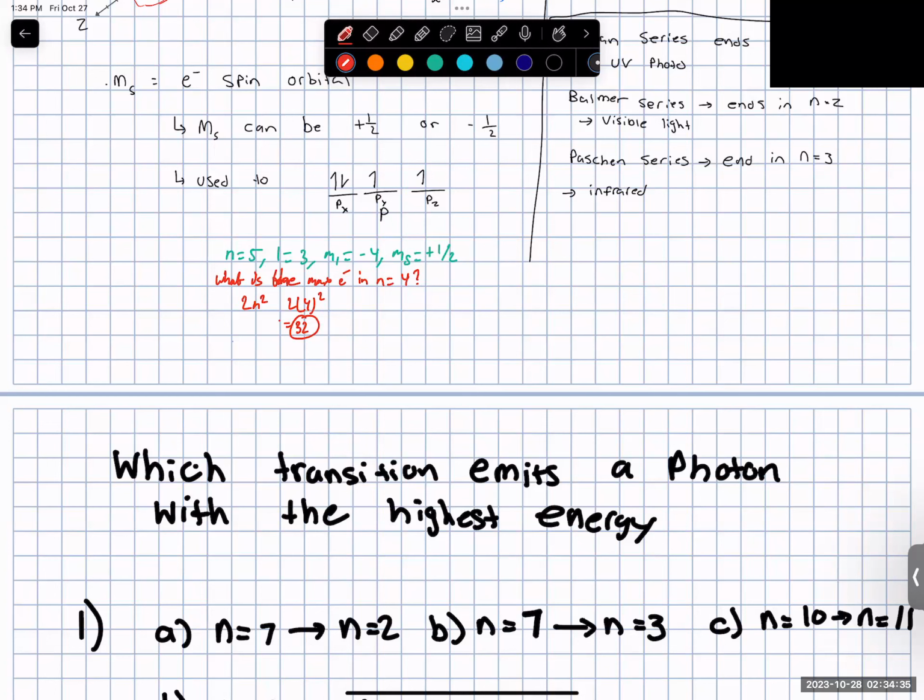F subshell is 3, right? Because it goes from 0 to 1 to 2 to 3, where this is S, P, D, F. So we know the possible values for M sub L, which tells us all of the orbitals in that subshell, go from negative L to positive L. So this would go from -3, -2, -1, 0, 1, 2, 3. We see there are 7 different possible orbitals, and because each orbital can fit a maximum of 2 electrons, 7 times 2 is 14 total electrons that can fit in the F subshell.